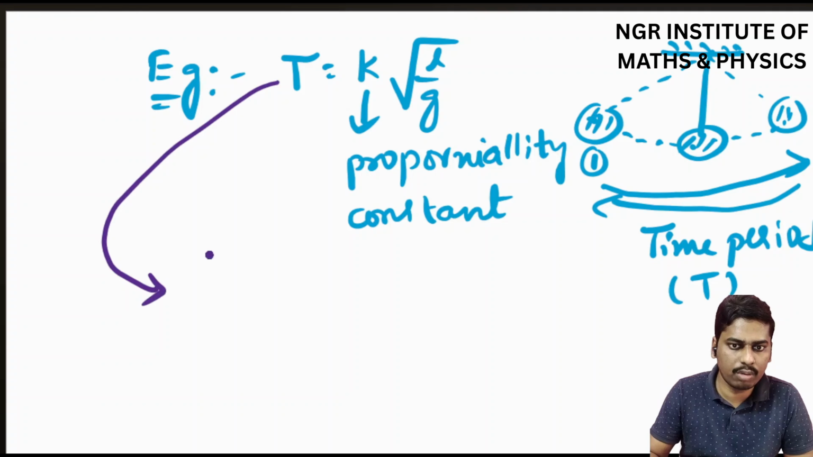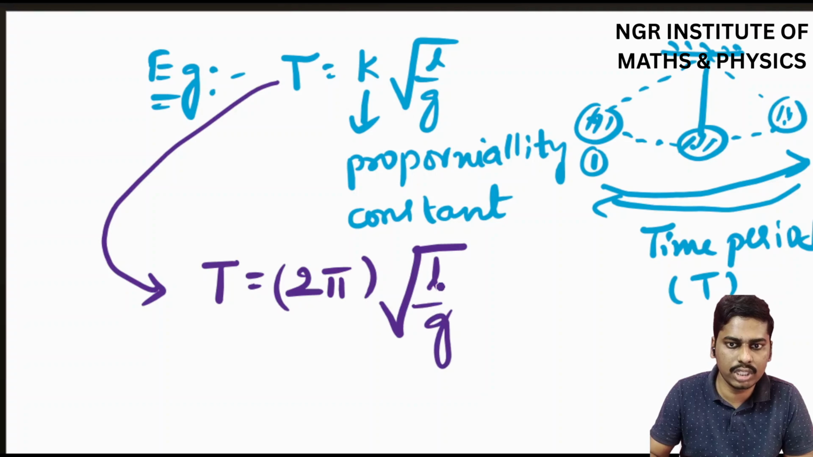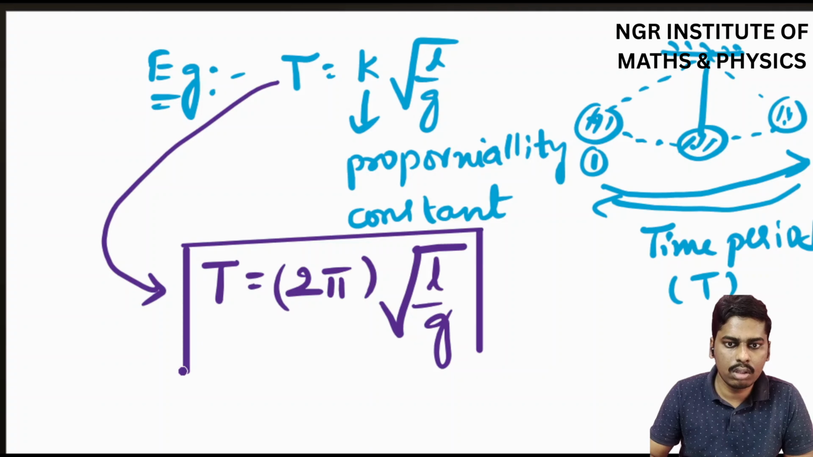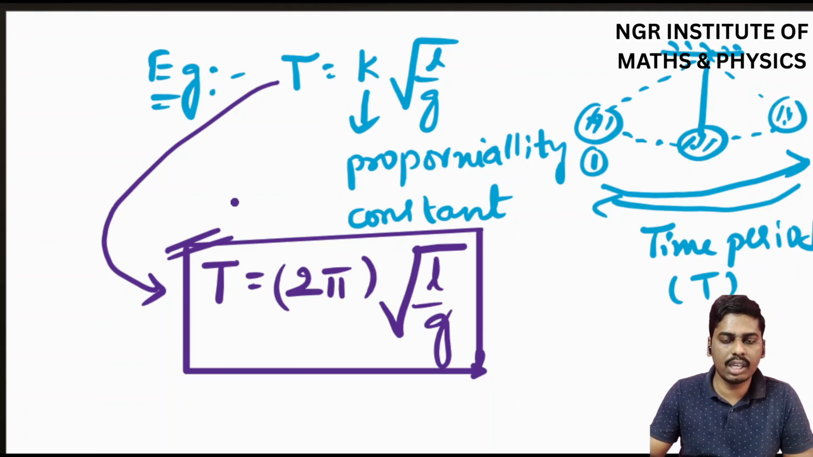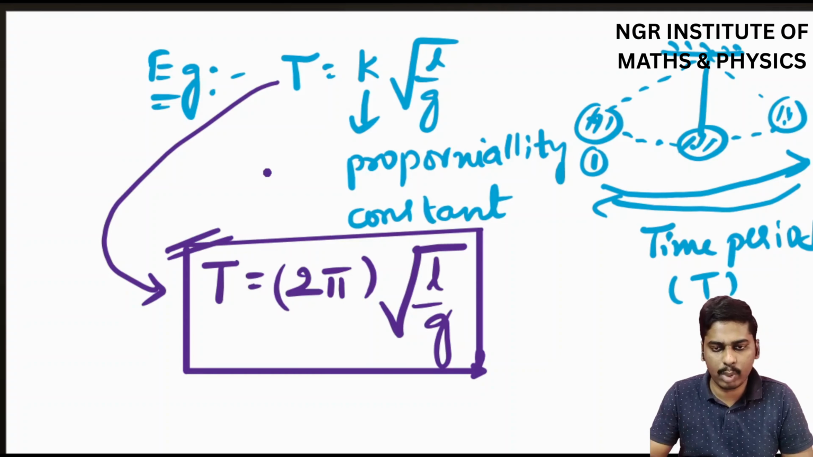After doing the experiment, we came up with the constant value of 2 pi: T equal to 2 pi into under root of L by g. This is the actual formula for the time period of a simple pendulum bob. Okay, this is the actual formula. I think now you have understood why we perform experiments and how we come up with errors in an experiment.